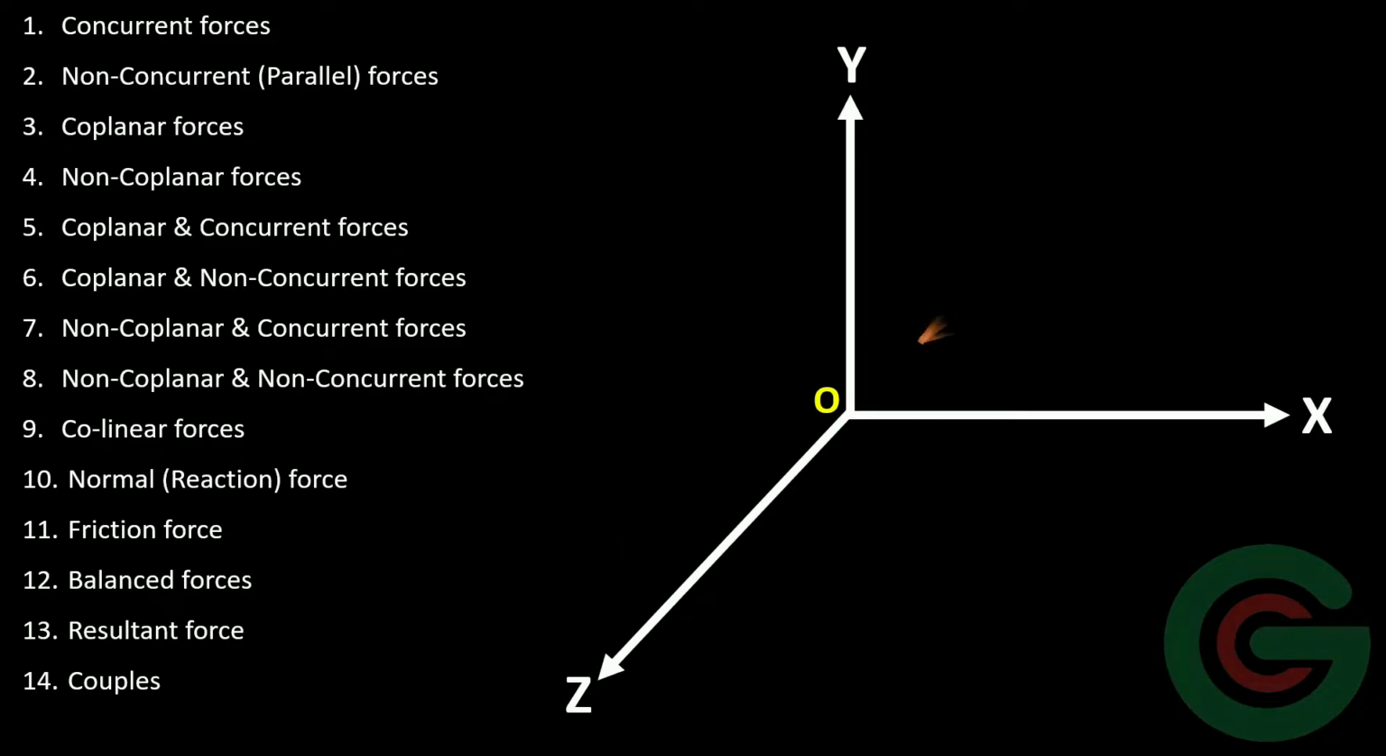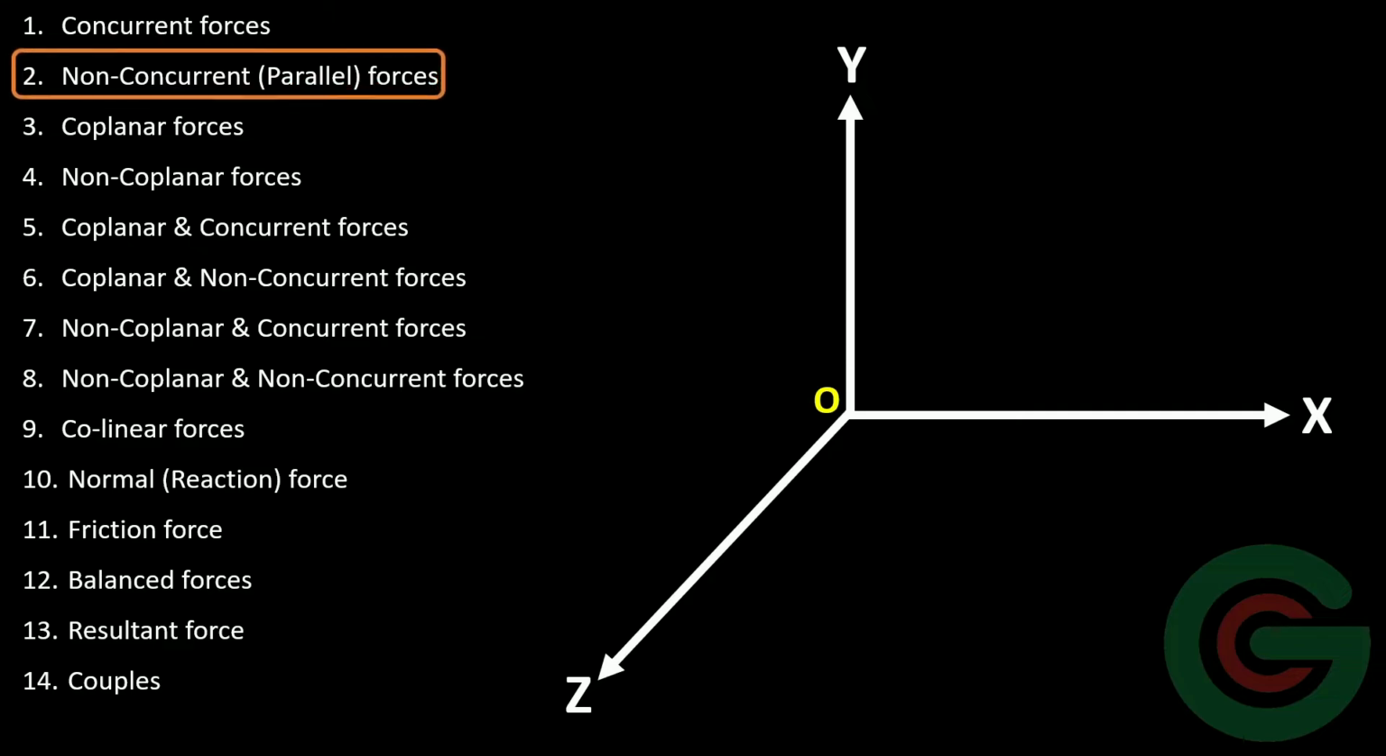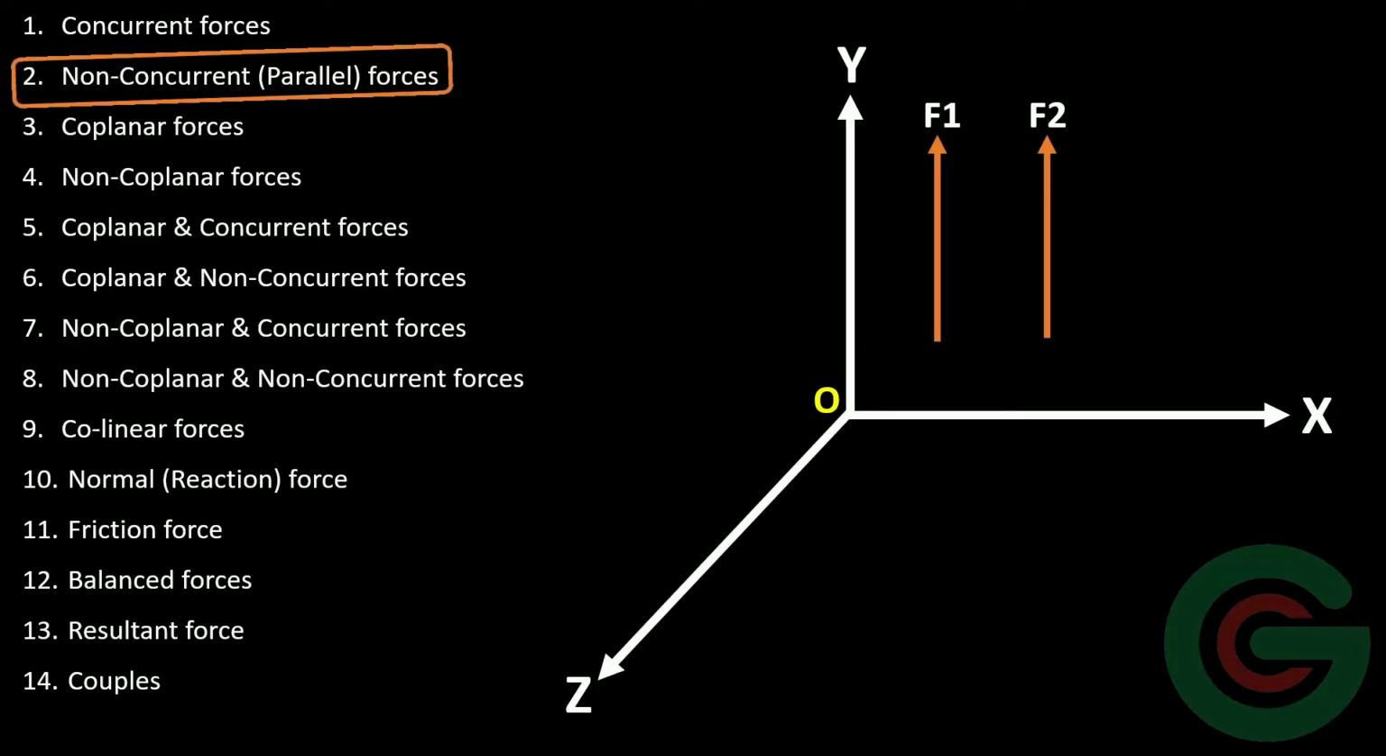First one, if the forces are originating from the same point, or if they have the same point of origin, then they are called concurrent forces. Here, the common point of origin is A. Next, non-concurrent forces. If the forces do not have a common point of origin, then they are called non-concurrent forces. They can also be called parallel forces.